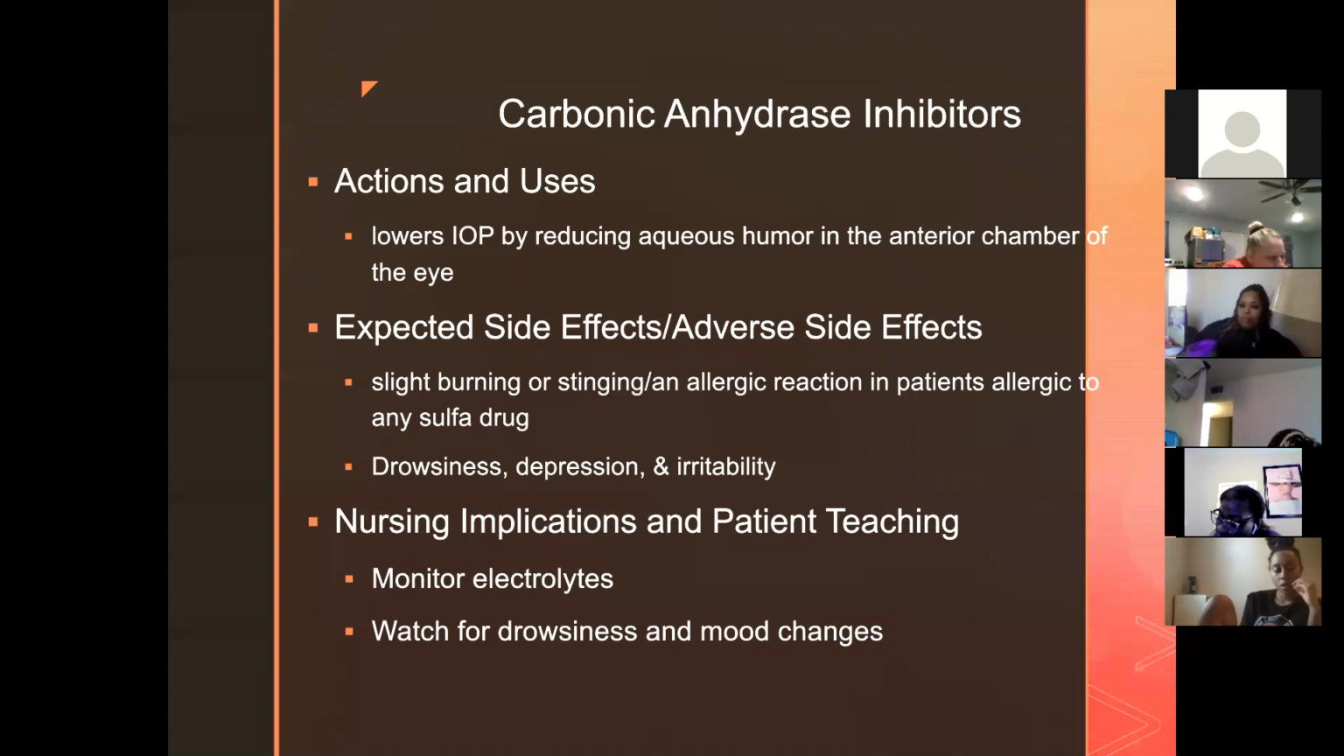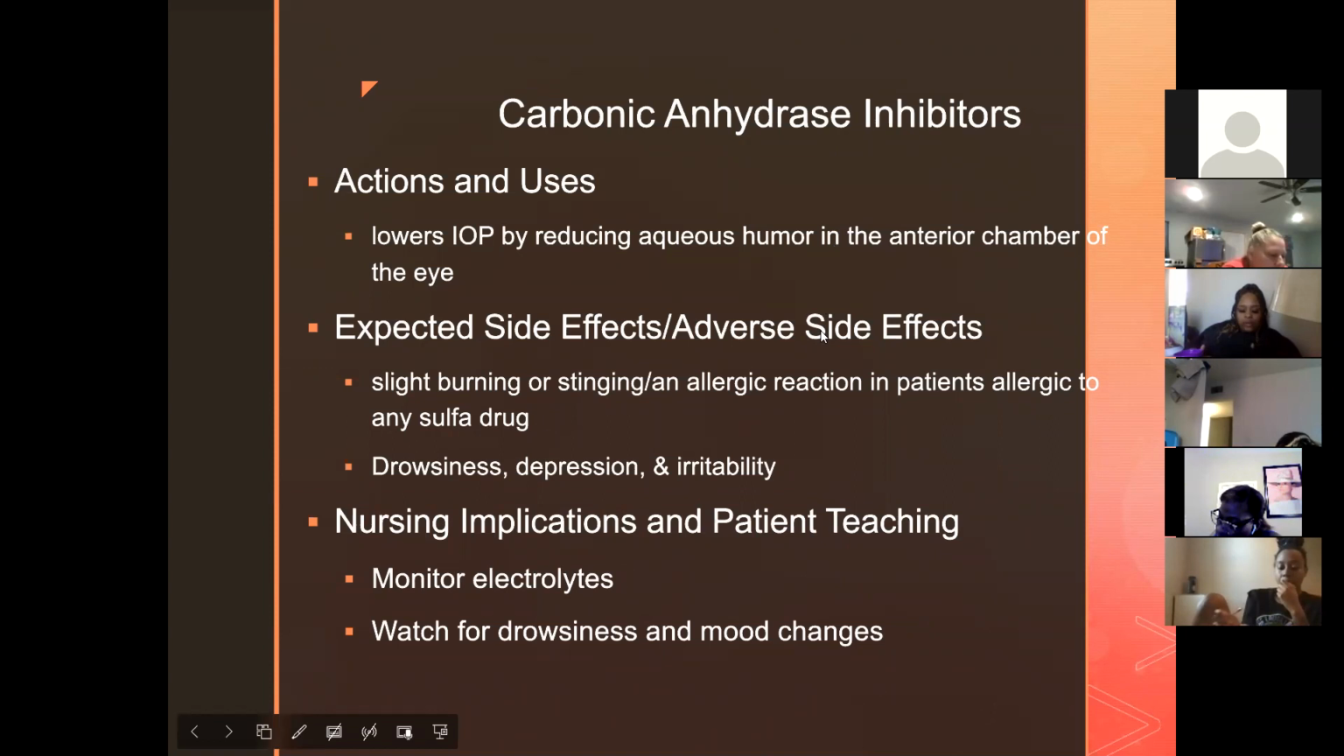And if your patient has any sulfa drug allergies, then they may have an allergy to this as well. So we always want to assess if our patient has an allergy to sulfa, we don't want to be giving them any type of carbonic anhydrase inhibitors. Okay. This medication can cause drowsiness, depression, and irritability. Right. So we need to watch them for the drowsiness, any possible mood changes, and then we're going to monitor those electrolytes as well. Okay.